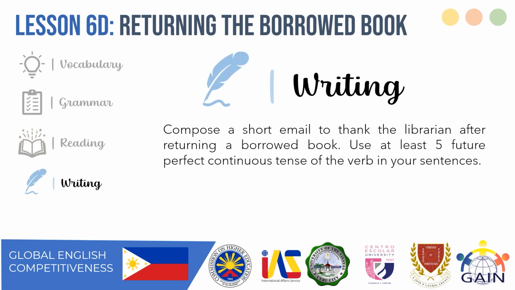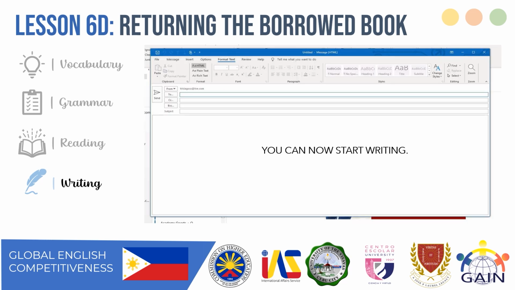And we're down to our final activity for this unit and lesson. Compose a short email to thank the librarian after returning a borrowed book. Use at least 5 future perfect continuous tense of the verb in your sentences. You may now pause the video to start working on this activity. After writing, you may use your preferred AI tool to check for areas of improvement in your email.